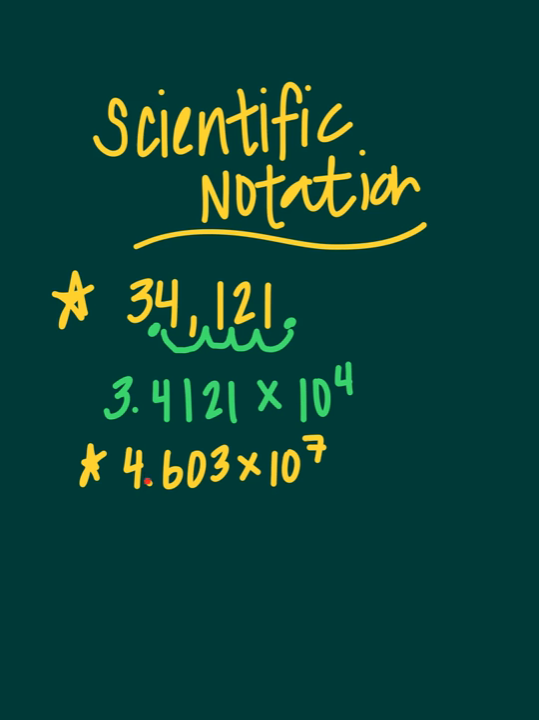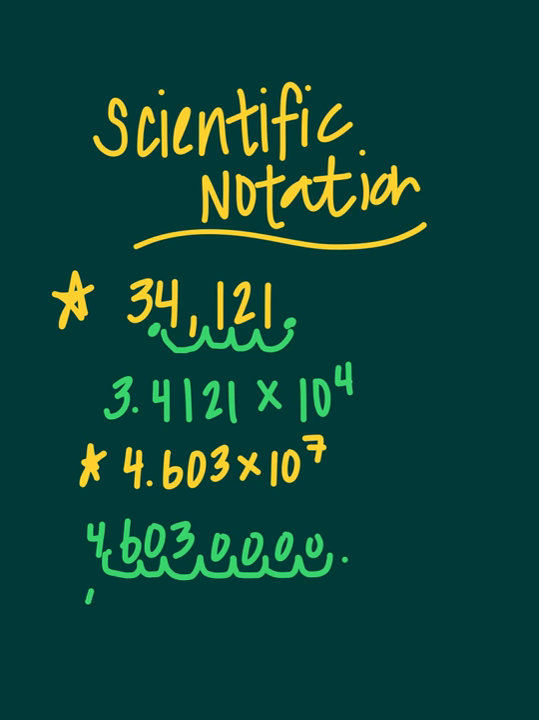So here we have 4.603 times 10 to the power of 7. Because the exponent here is positive, we know that we have to swoop 7 times to the right. So 4.603, 1, 2, 3, 4, 5, 6, 7. Then you fill your swoops in with zeros, and you rewrite. And that's scientific notation.